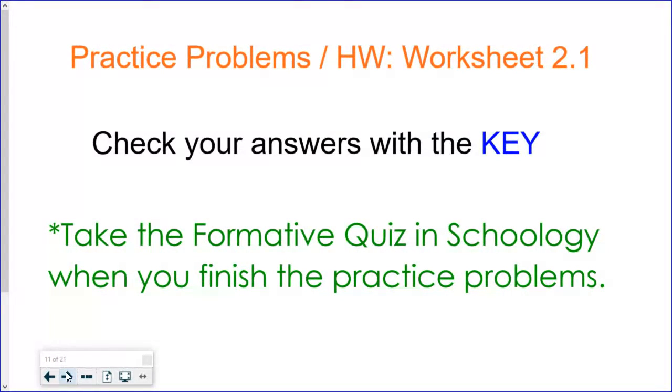Okay, so today you just have some worksheet. You have a worksheet, you have your key, and you have a little Schoology quiz. Take your time, ask me questions. Let me know if you need anything.